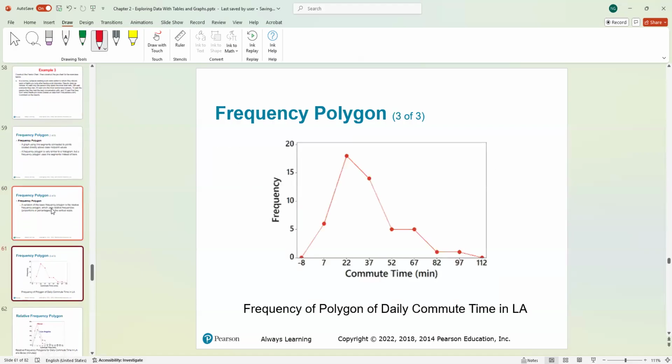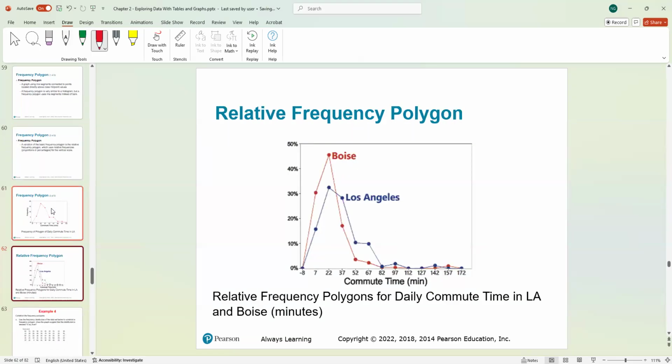This is an example of a frequency polygon, right? You only need to identify the midpoint. Once you find the midpoint, then you can graph it, you connect all of them together, right? Very important. Now, let's see another one where you can combine more than one polygon in the same graph. So, relative frequency polygon for daily commute time in LA and Boise. So that's an example of what we did before.